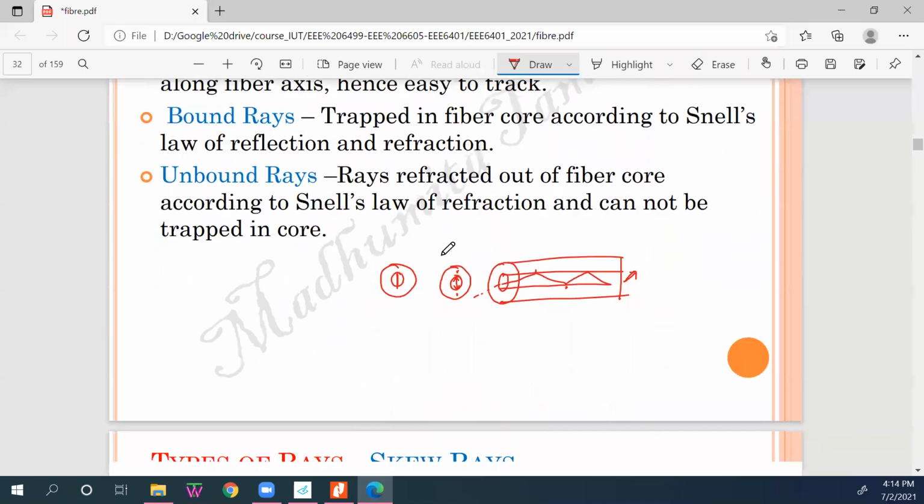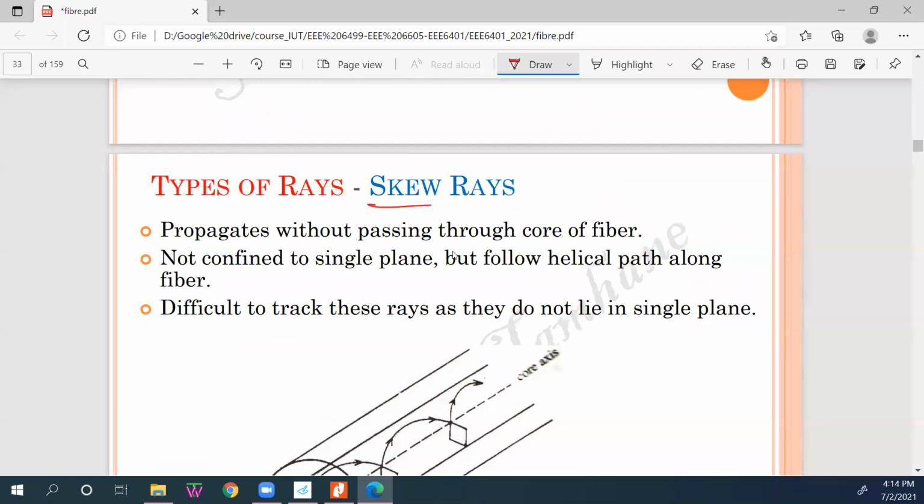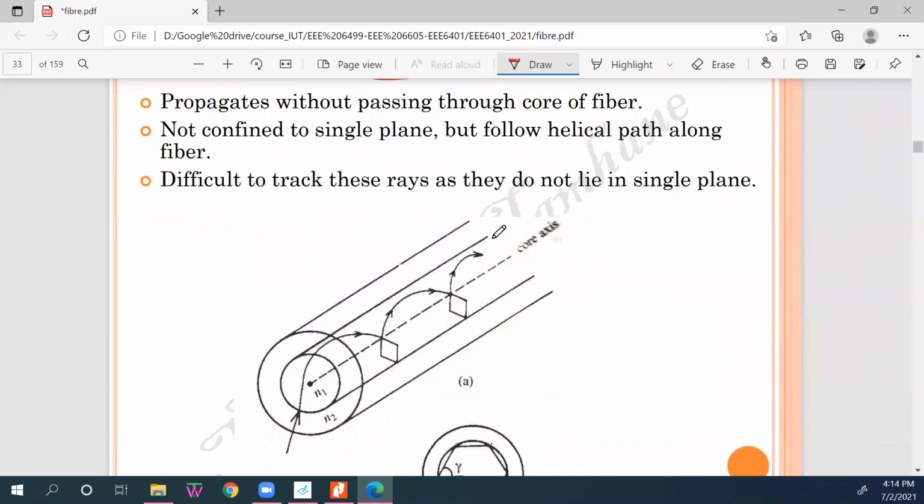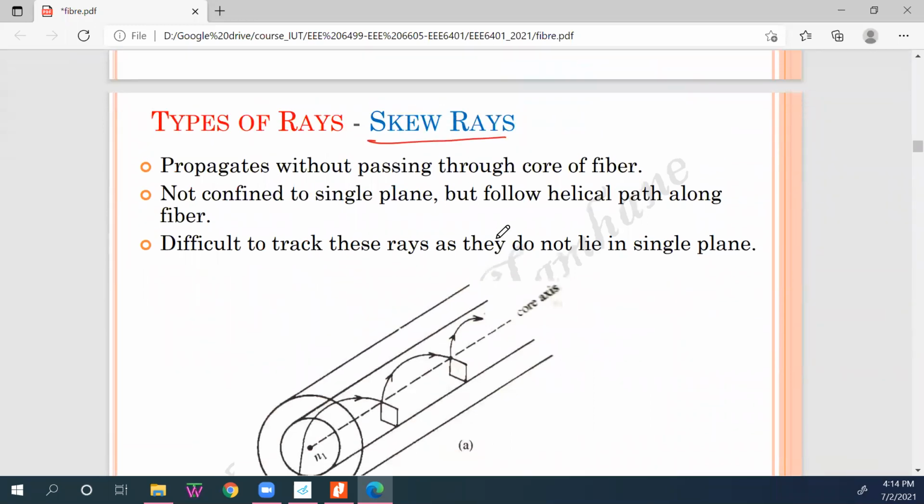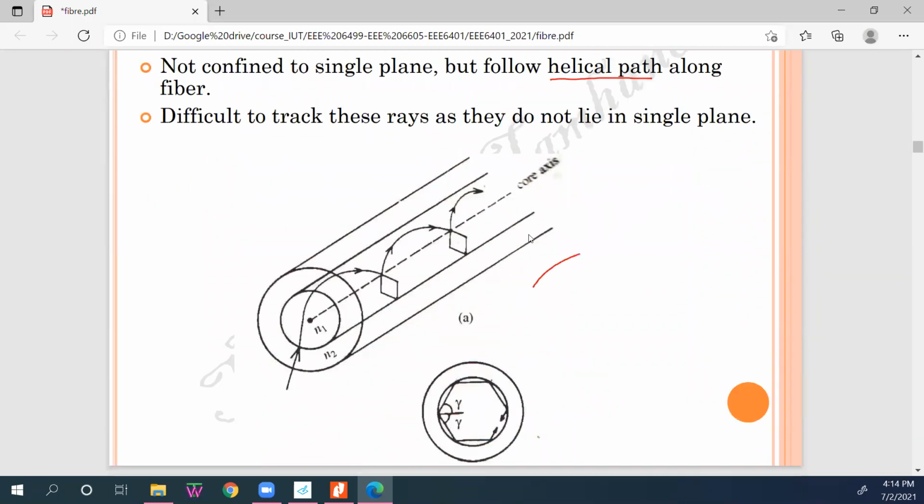But there is another kind, which is called a skew ray. A skew ray is a little bit more complex; it travels through the fiber along a helical path. A helical path means this way, like this.